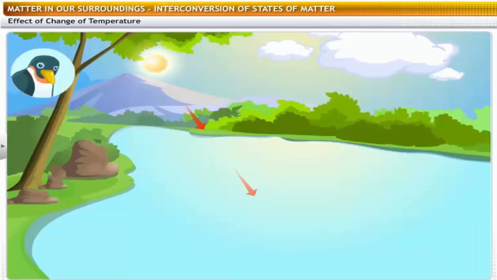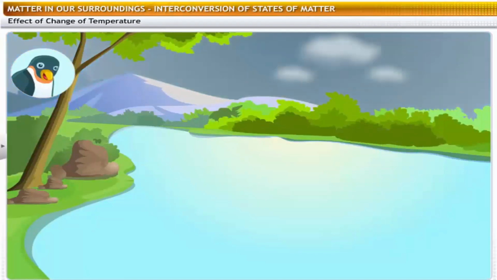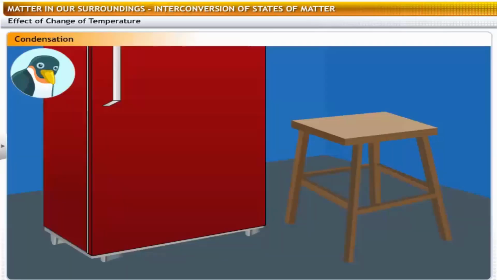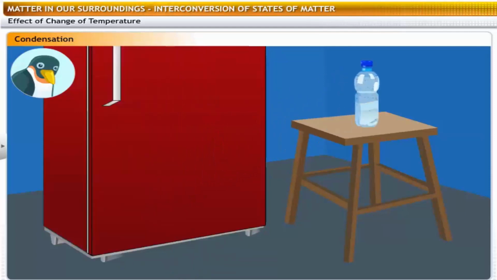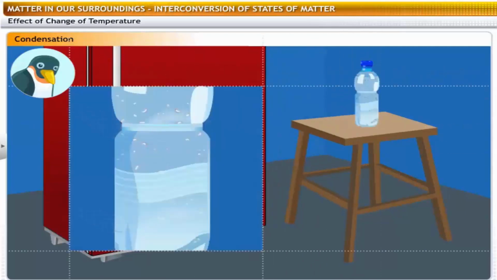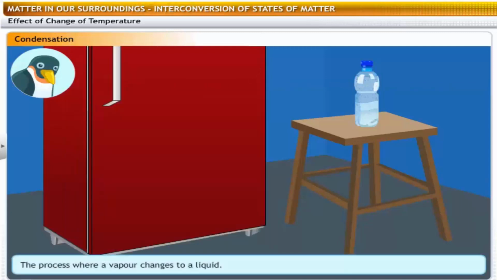You know that water evaporates, but what happens after evaporation? The water vapor condenses and we receive the same water in the form of rain. Yes, let's study this phenomenon with an example, which is very common in our everyday life. Let's take an ice-cold water bottle. Leave it on the table for 2 minutes. Observe water droplets on the outer surface of the bottle. These water droplets are condensed water vapor present in the air around the cold bottle. The process where a vapor changes to liquid is called condensation.